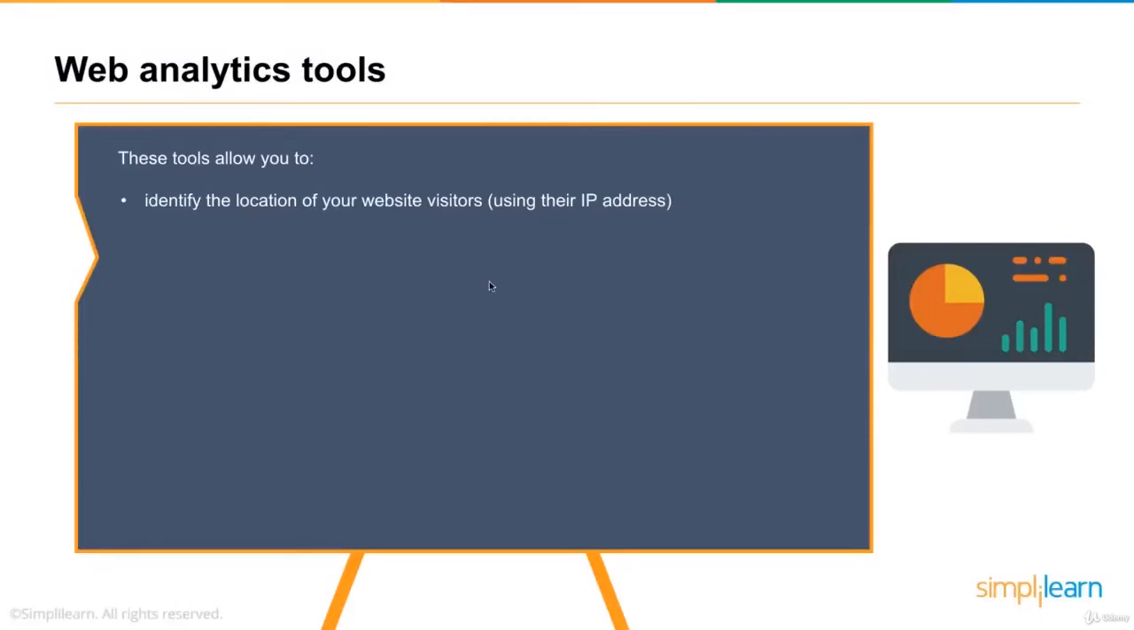And why would we want to use these tools again? Well, again, we want to really measure behavior. We want to measure what's going on with our website. So we want to be able to identify the location of where our website visitors are coming from. And a lot of these analytics tools use IP address to identify the location of a website visitor. So if you're trying to target a specific country, then you want to be able to see that the visitors to your website are coming from that specific country or location.